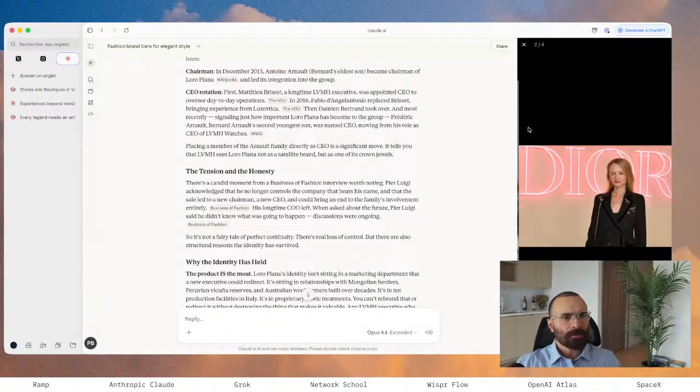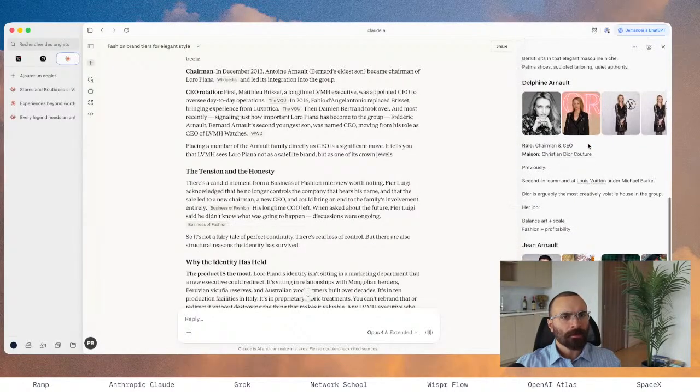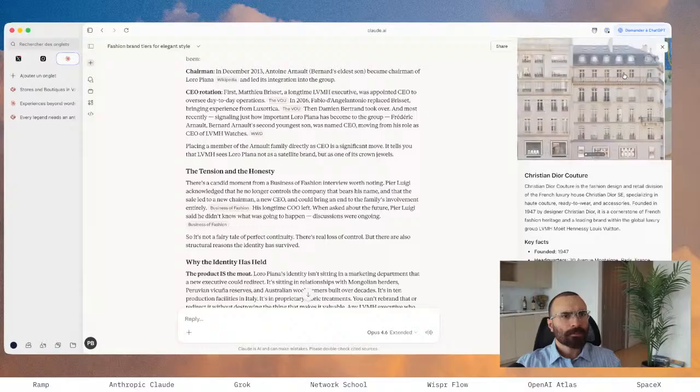Delphine Arnault. Okay, there are five kids. Christian Dior Couture, previously second in command at Louis Vuitton under Michael Burke. Dior is arguably the most creatively volatile house in the group. Her job: balance art plus scale, fashion plus profitability. This is Christian Dior.